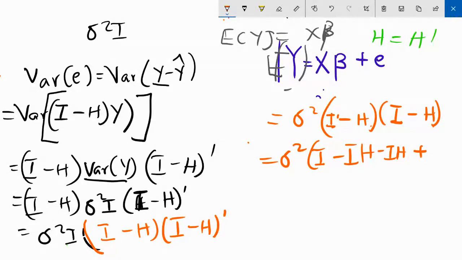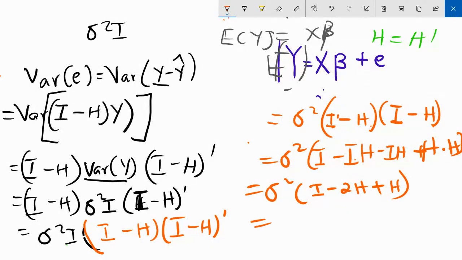H by H is equal to what, guys? H by H is equal to what? It equals H. Let me write it, it's fine. So it's sigma squared I, combine the two, minus 2H plus H, isn't it? So the final answer is sigma squared (I minus H).